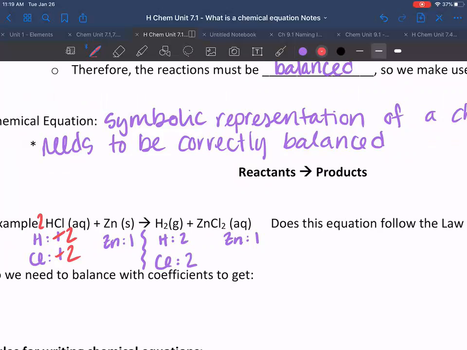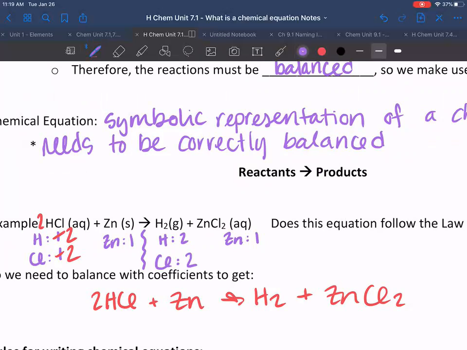So the balanced equation becomes 2HCl plus zinc goes to hydrogen and zinc chloride. So that is our balanced equation. Because if we were to do the same tally, we'd get two hydrogens, two chlorines, and one zinc on both sides. Any questions about that? Okay.